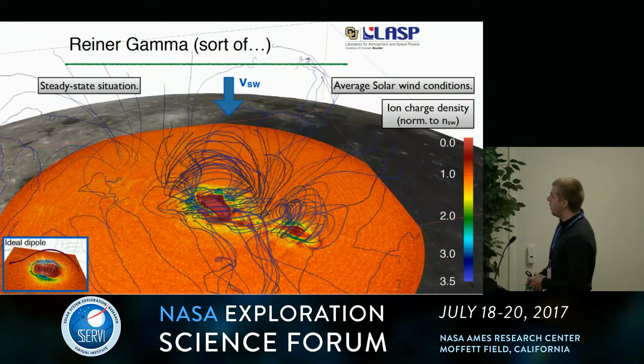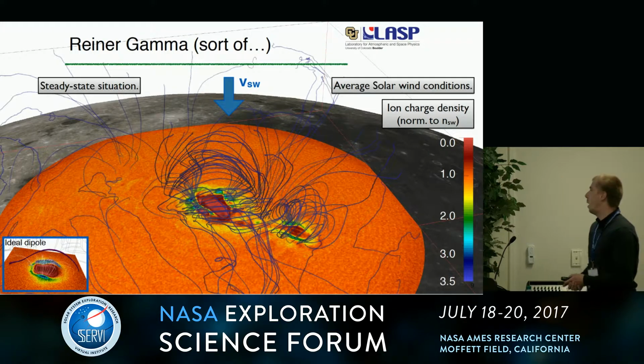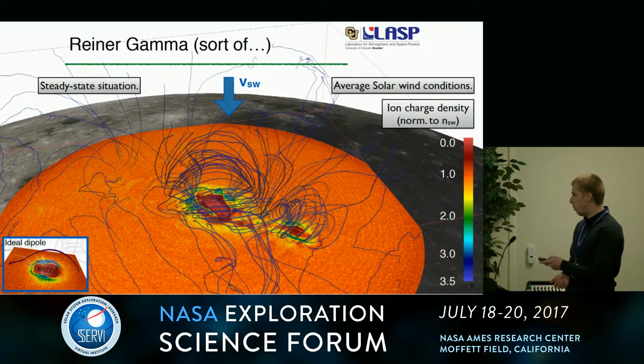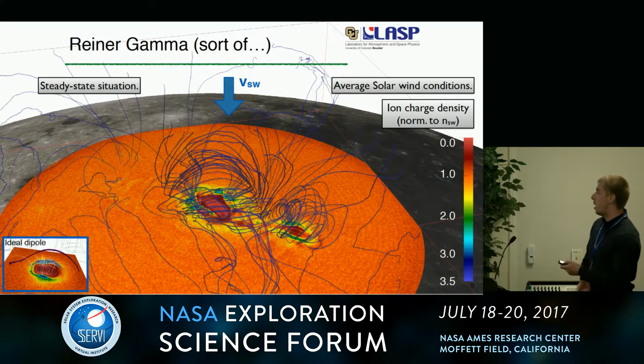So if you switch it on, you run a simulation, this is what comes out. What I'm showing here is the ion charge density at the surface. And in blue there are a bunch of magnetic field lines which I selected to have this dipole structure come out more or less. And you see that Reiner Gamma looks like two dipoles which are connected together. One big stronger one here and a smaller one there. And just for reference, here is what comes out if you just put an ideal dipole in the code.